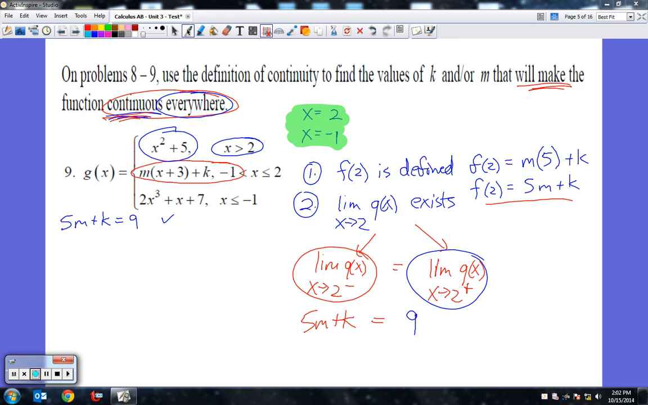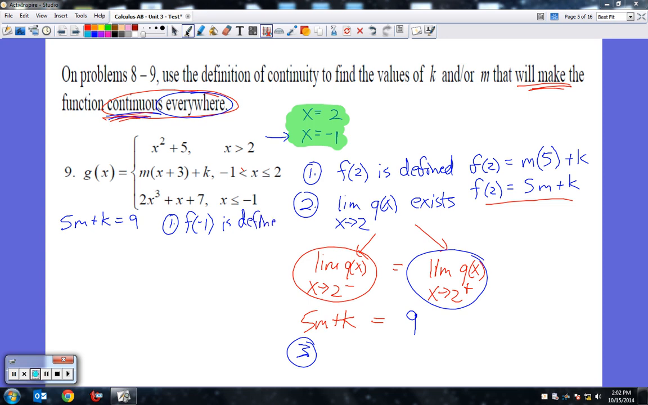Alright, so rule 3 we'll get to here in just a bit. What I want to do is set up the rules for the other focal point. So let's go back just a little bit, and we're going to now concentrate on this negative 1 focal point. Alright, so rule 1, f of negative 1 is defined. And if I go to my piecewise function and identify where negative 1 would be domain-wise, we're going to see that we're going to use the third equation.